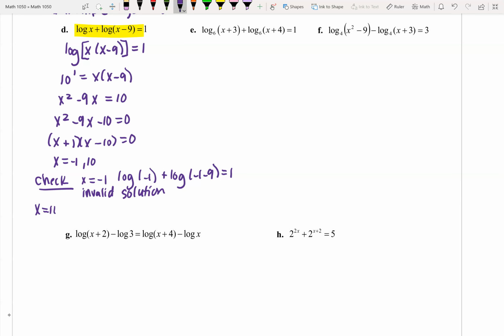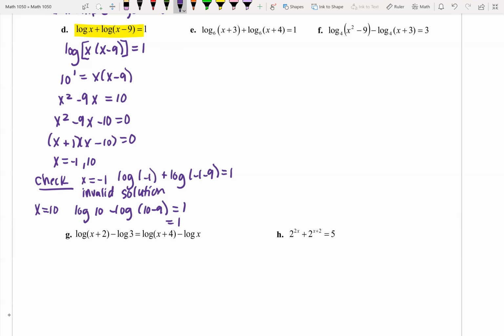Everybody write x equals 10. Does that mean x equals 10 is definitely going to work? Nope. What if they both fail? What would the answer be? No solution. Good. Everybody go log 10 minus the log of 10 minus 9 is equal to 1.